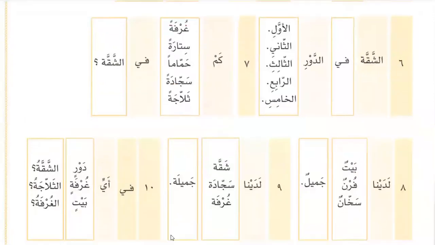How many rooms are in the apartment? كم غرفة في الشقة؟ How many curtains in the apartment? كم حمام في الشقة؟ How many toilets in the apartment? كم سجادة في الشقة؟ How many rugs in the apartment? كم ثلاجة في الشقة؟ How many fridges in the apartment?